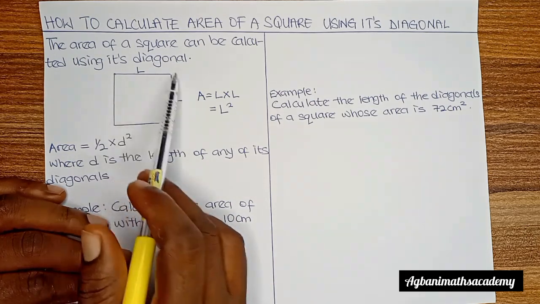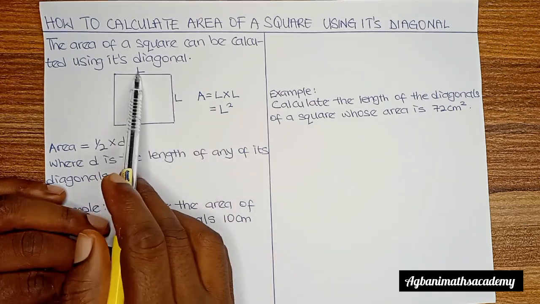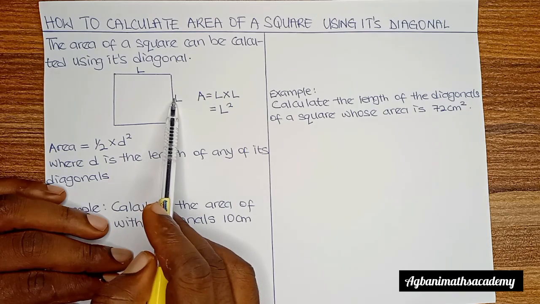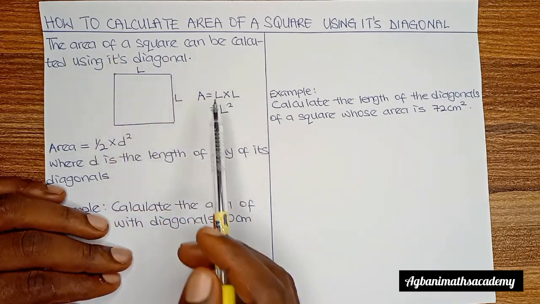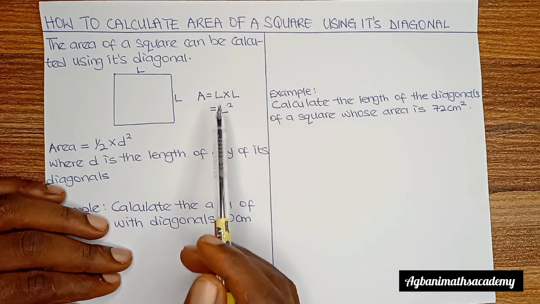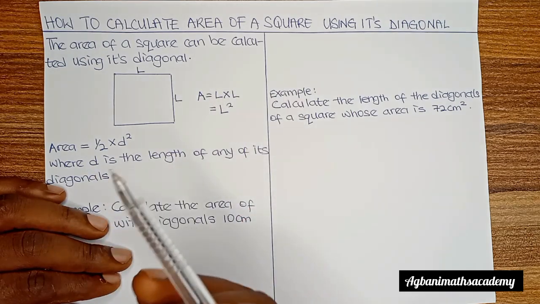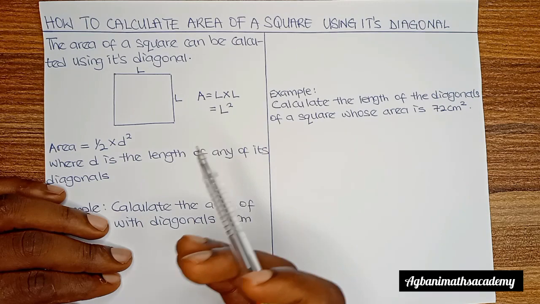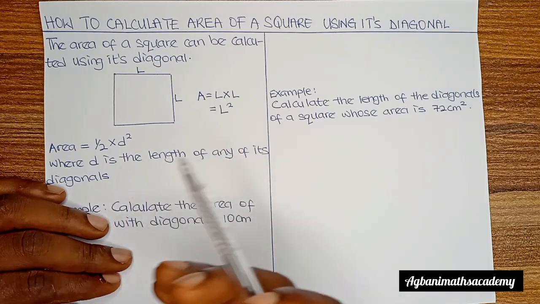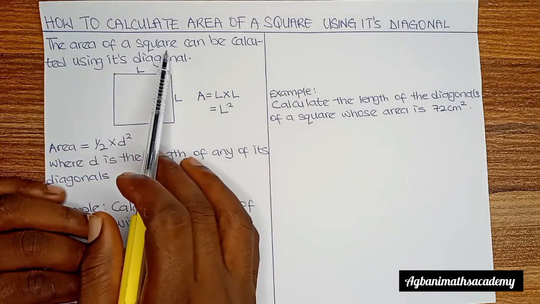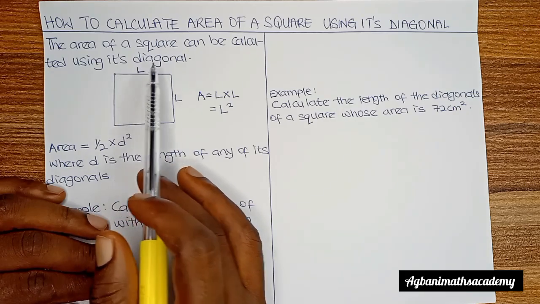Remember, a square has all its four sides equal. So this side is length and this side is length. So the area of a square is length multiplied by length, or length squared. We know that. But how about a situation where the length is not given? Instead of having the length, you were given the diagonal. So the area of a square can be calculated using its diagonal.